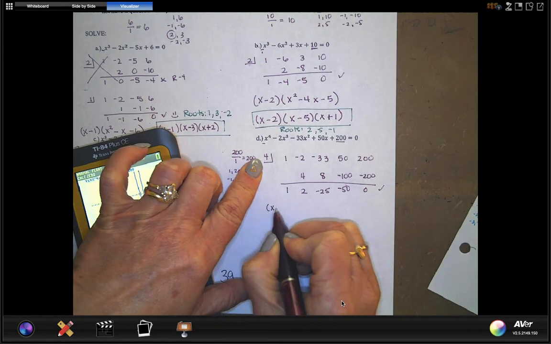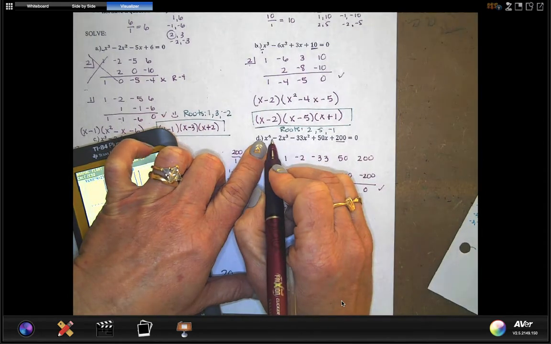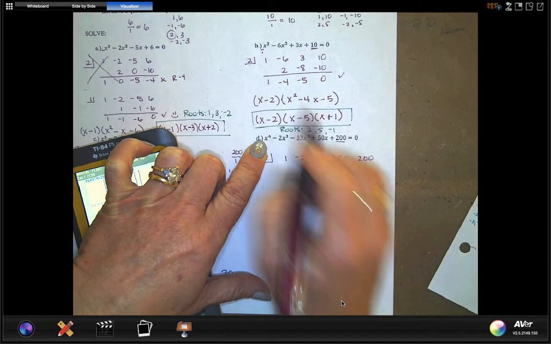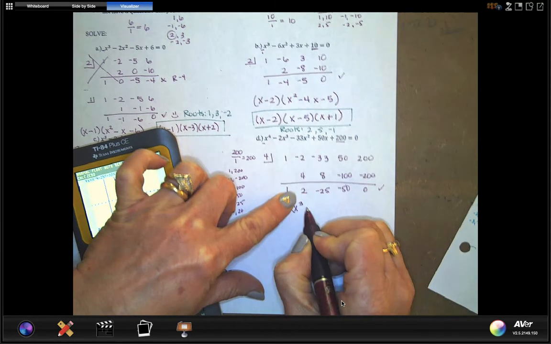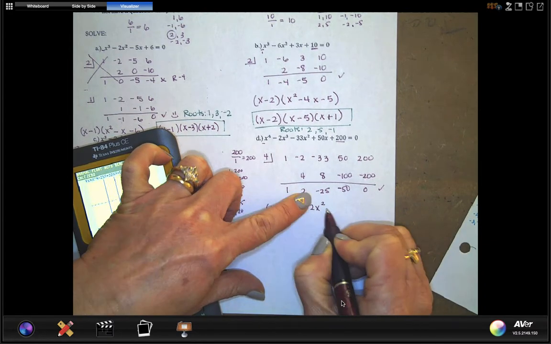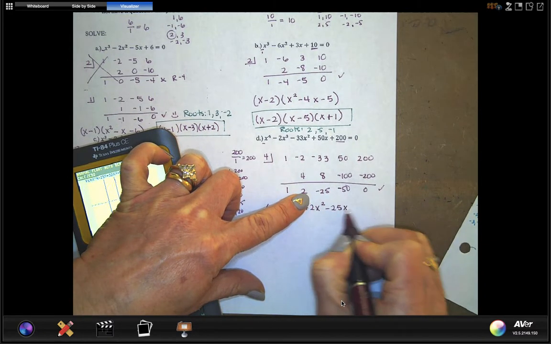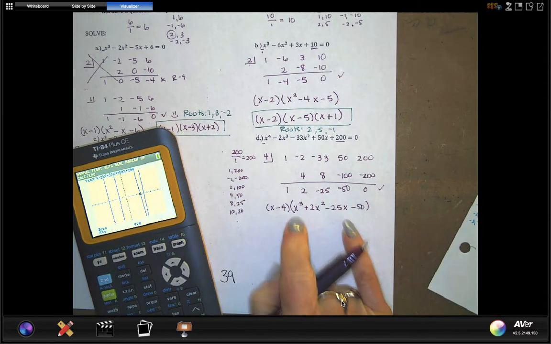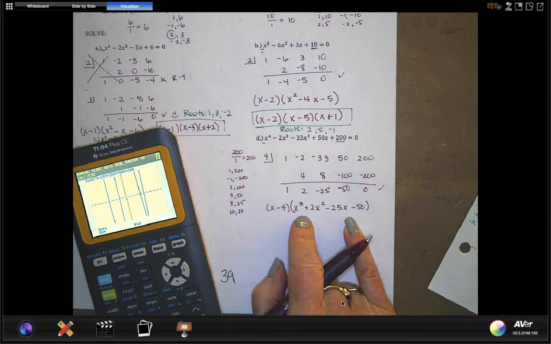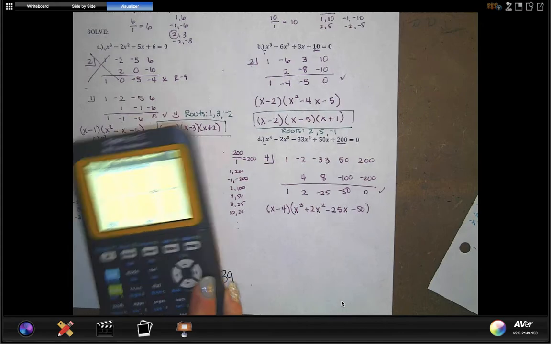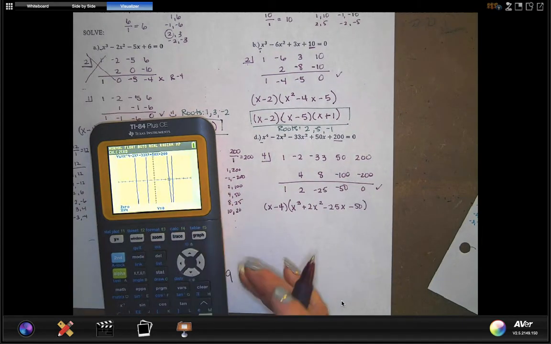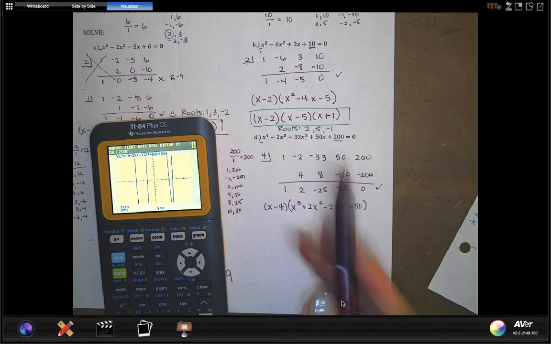Again, change the sign. This is different though. This is 4th power, not a cubic like the other one. So we still have x cubed plus 2x squared minus 25x minus 50. We have to keep factoring this one. So at this point here, we could use one of these other ones to just keep working it. So this one right here is going to be x equals 5.